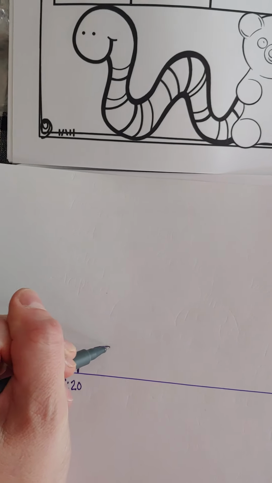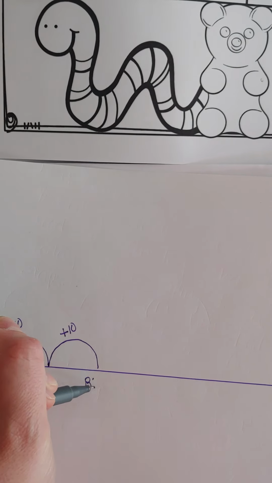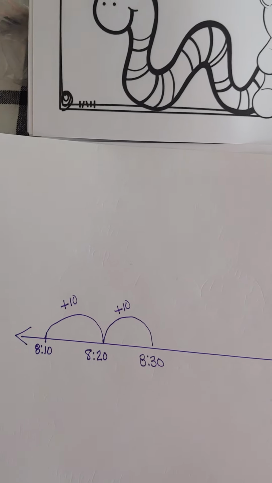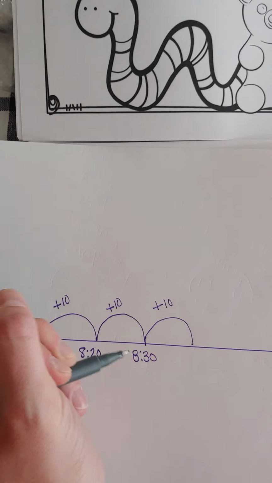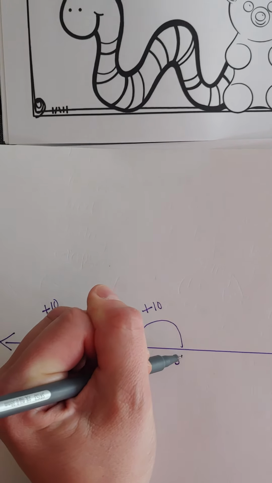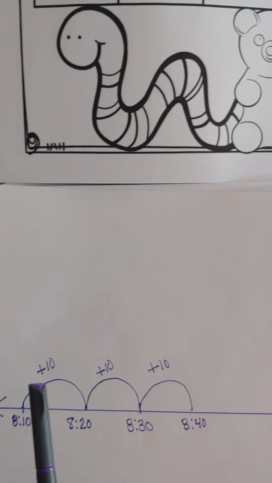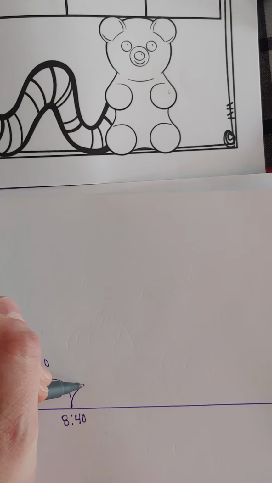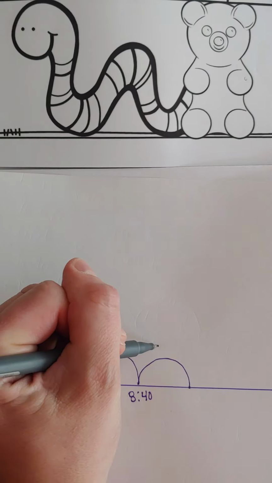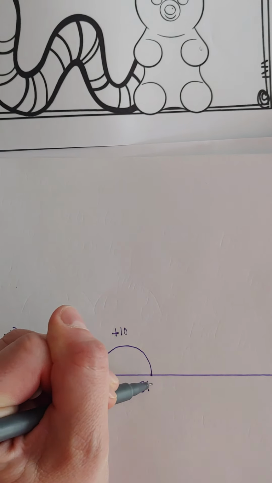And then I'm going to jump another 10, 8:30. And then another 10, 8:40. Now remember, I'm jumping 45 minutes. So I've jumped 10, 20, 30 minutes. So I need to jump another 10 to make it 40, which will be 8:50.